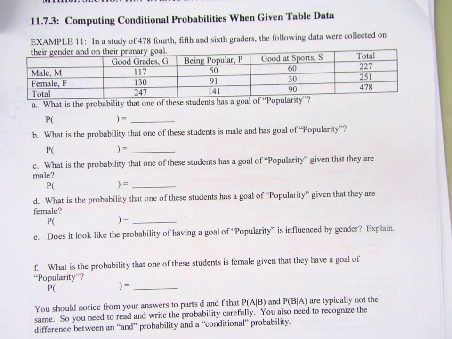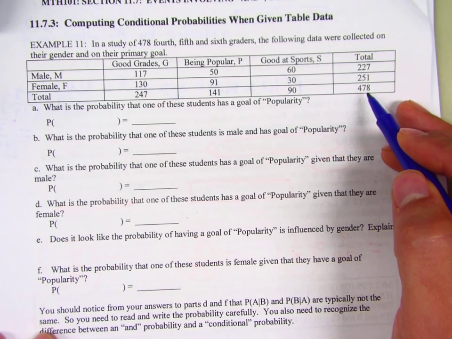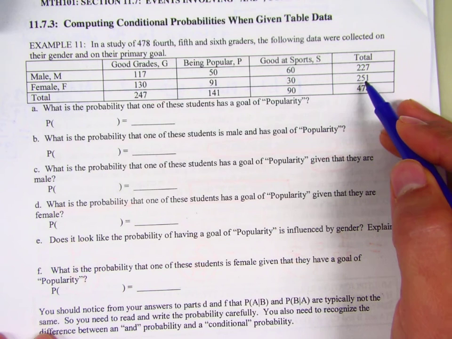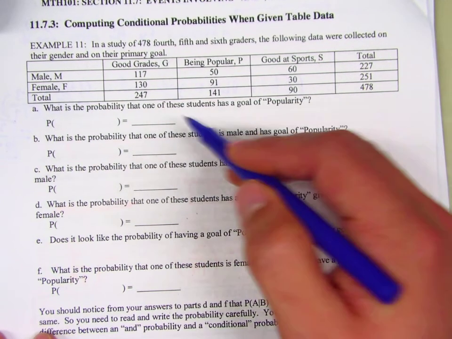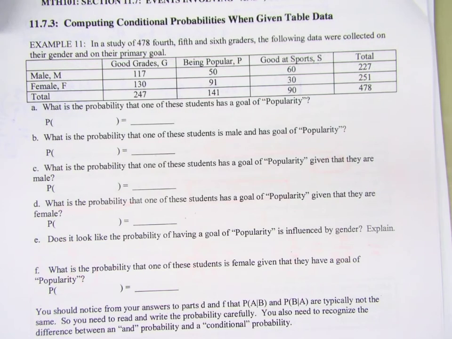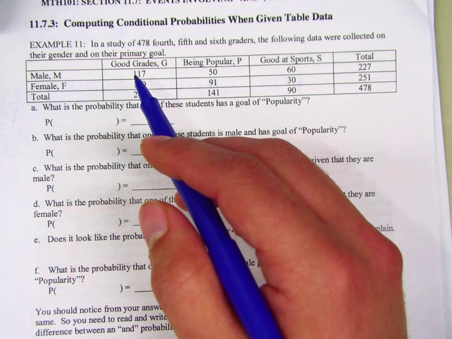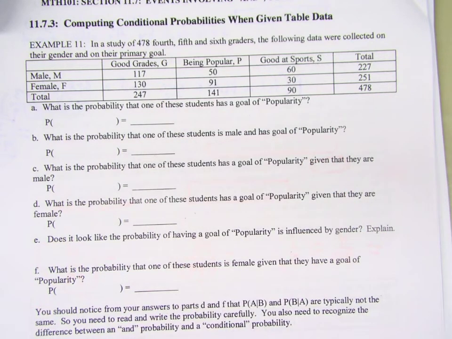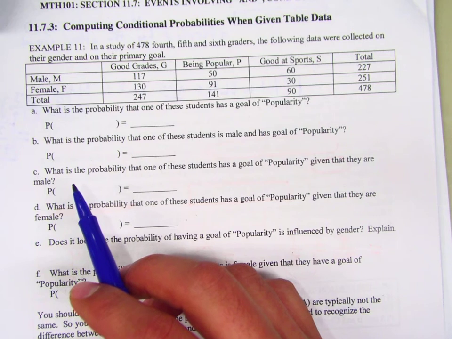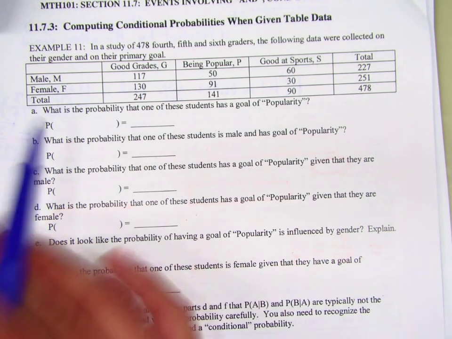Okay? So first one, just so everybody understands, we have 478 total students, 227 male, 251 female, and then they were split up into categories: good grades, popular, good at sports. You have all the breakdowns there. Okay? And this is like their goal. What is their primary goal? Good grades, being popular, or good at sports. Oh, okay, you just meant like that's one of the goals. Yes. All right, so let's look at part A.